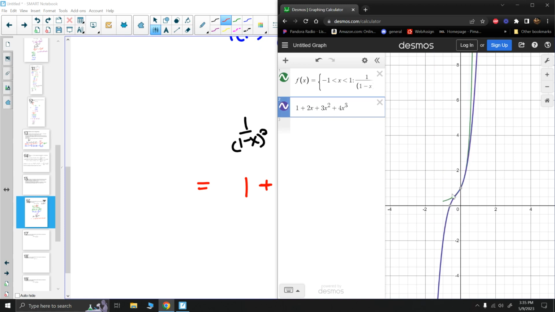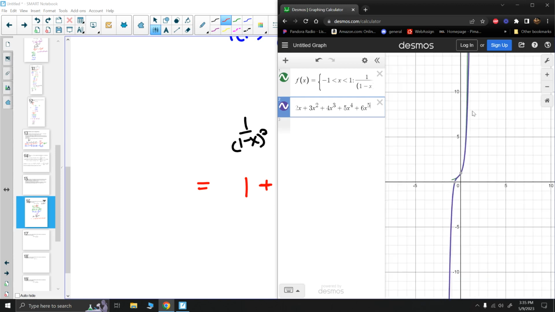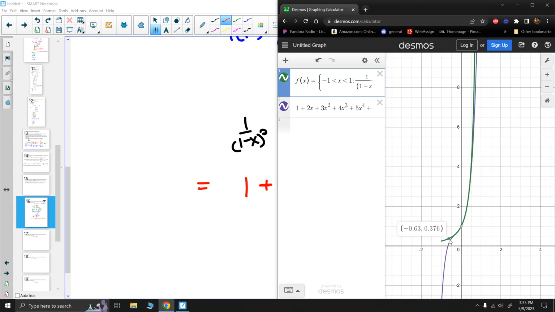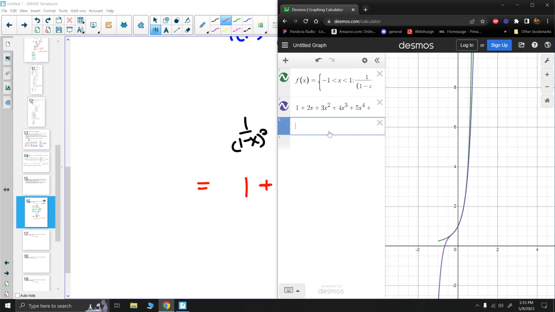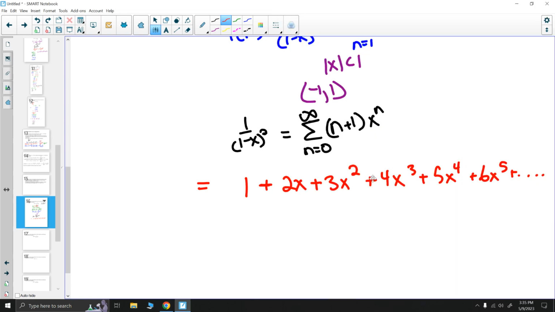And if you look, this is definitely looking pretty good already. It's definitely following that general curve. Plus 5x to the fourth, plus 6x to the fifth, and so on and so forth. And we can continue this as many times as we need to get it as accurate as we want. But again, I'm just checking this to make sure that what I have checks out. This partial sum would be an approximation to the function, so I just want to make sure that I'm ballparking it.